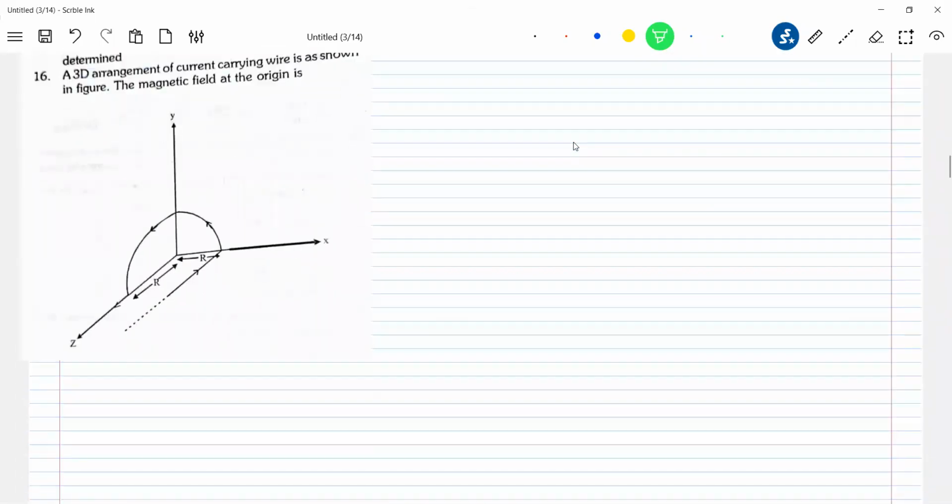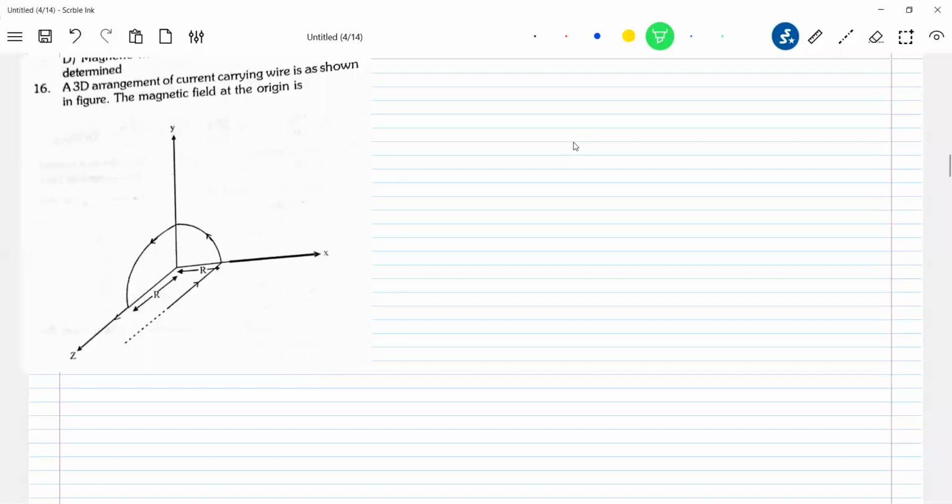Okay, take the next one. I think this is similar to what we did earlier. We have current, you have to calculate the magnetic field at the origin. So take the segments 1, 2, 3, and this is 4. Due to 1, mu naught I by 4 pi r, out of the plane, j cap.